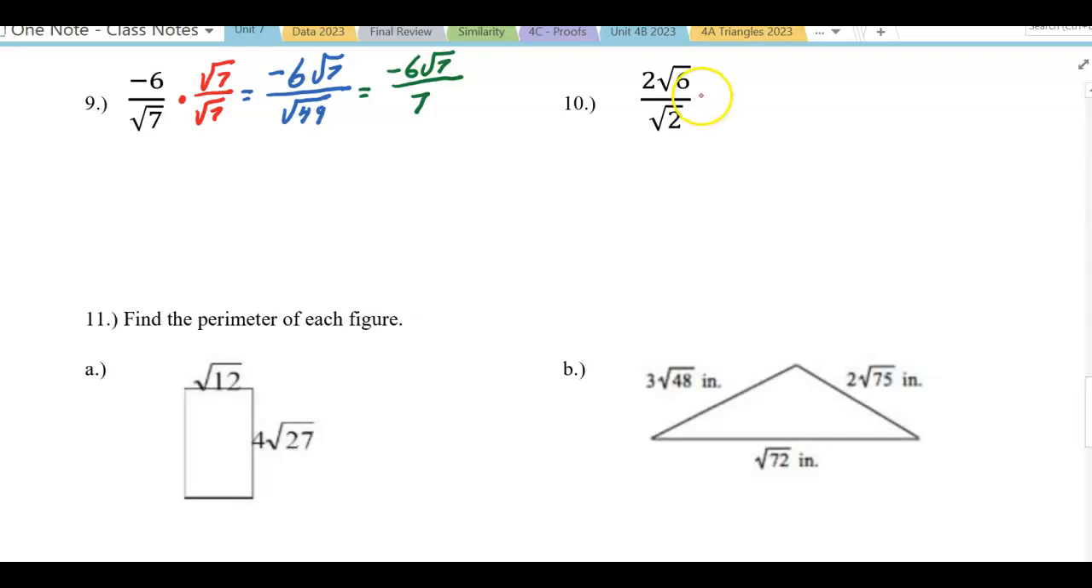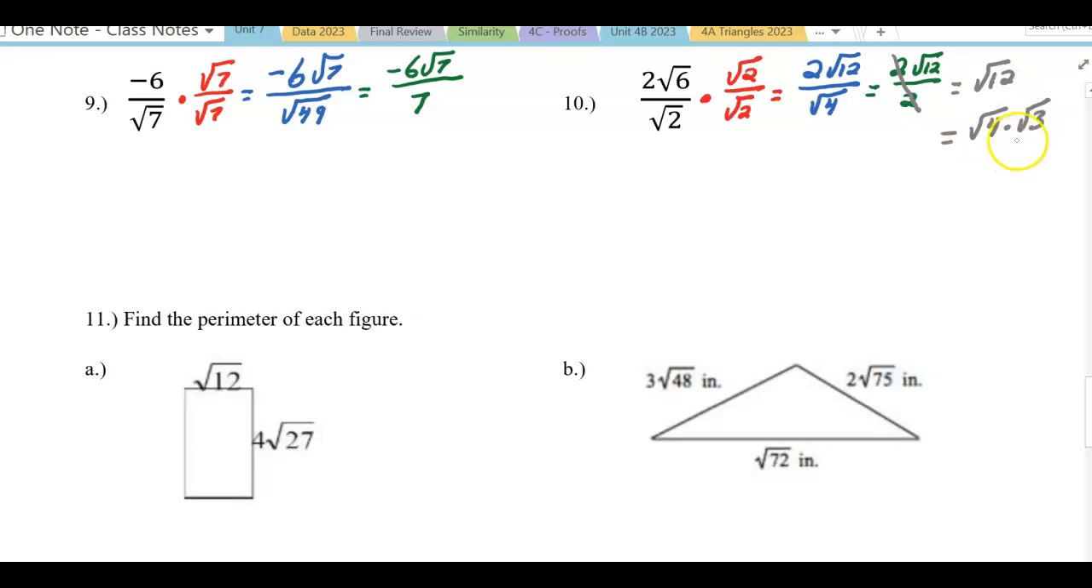In problem number 10, you can multiply by the square root of 2 over the square root of 2. Multiplying across, you get 2 square root of 12 over square root of 4. That becomes 2 square root of 12 over 2. The 2's reduce, so you get the square root of 12. And then you could break down square root of 12 to 4 and 3, so square root of 4 times square root of 3, which is 2 square root of 3. So this is the final answer.